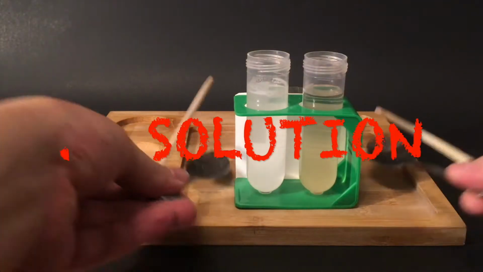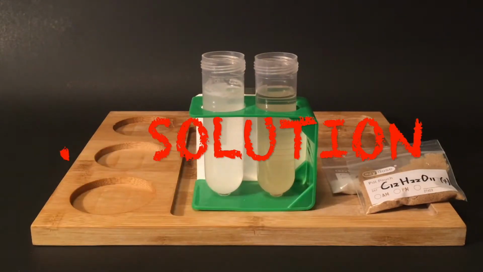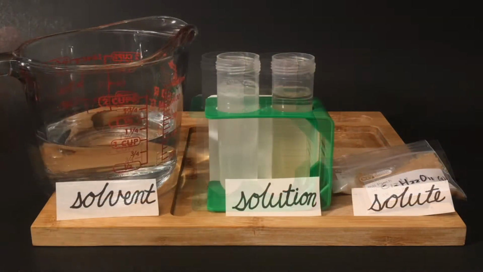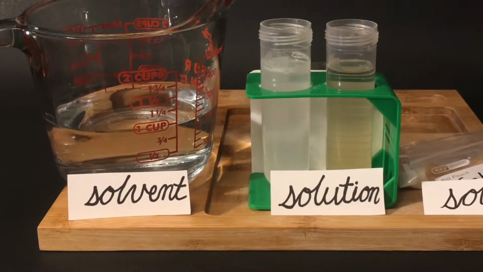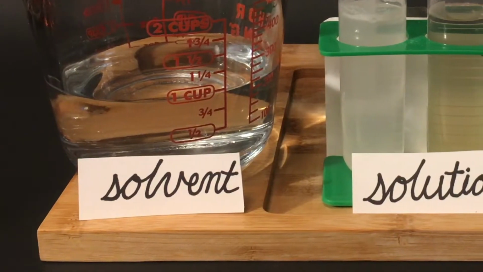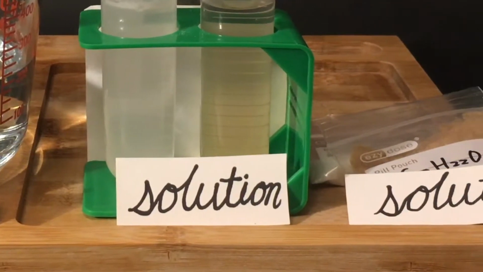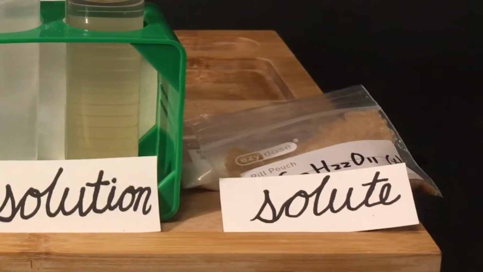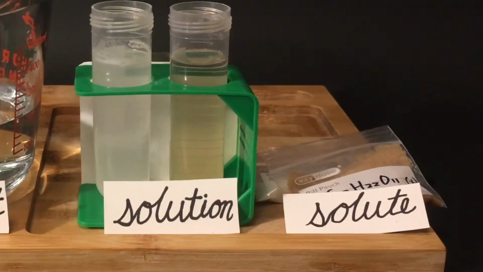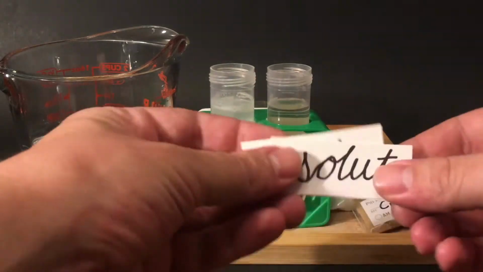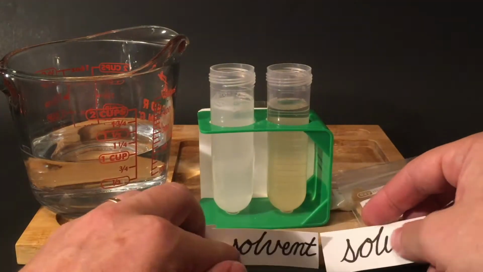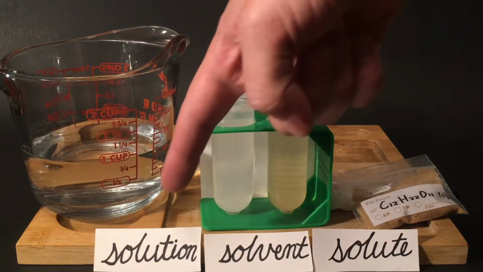Your turn! I made labels for each important part in our dissolving experiment. Our solvent, our solutions, and our solutes. Now I'll mix them up and you can sort them out again. Okay, which one was our solution?